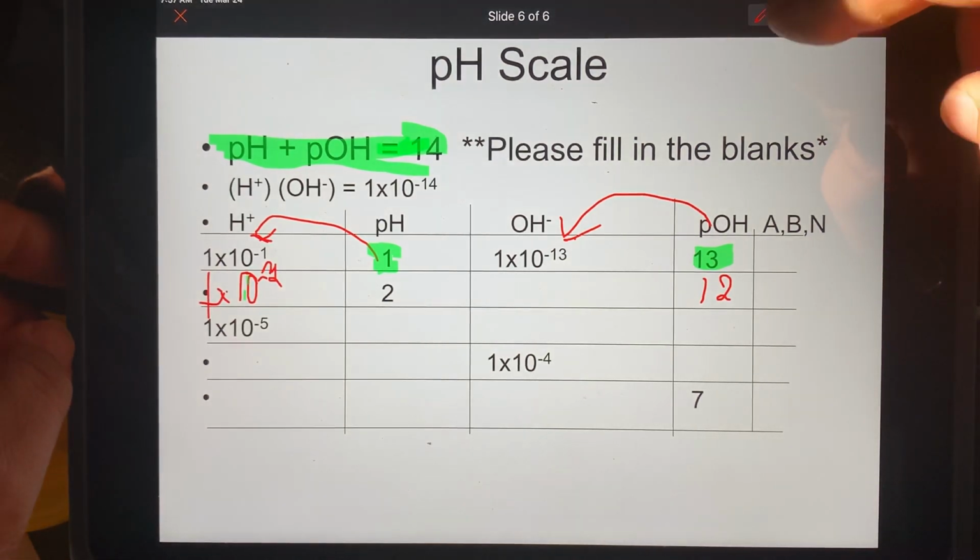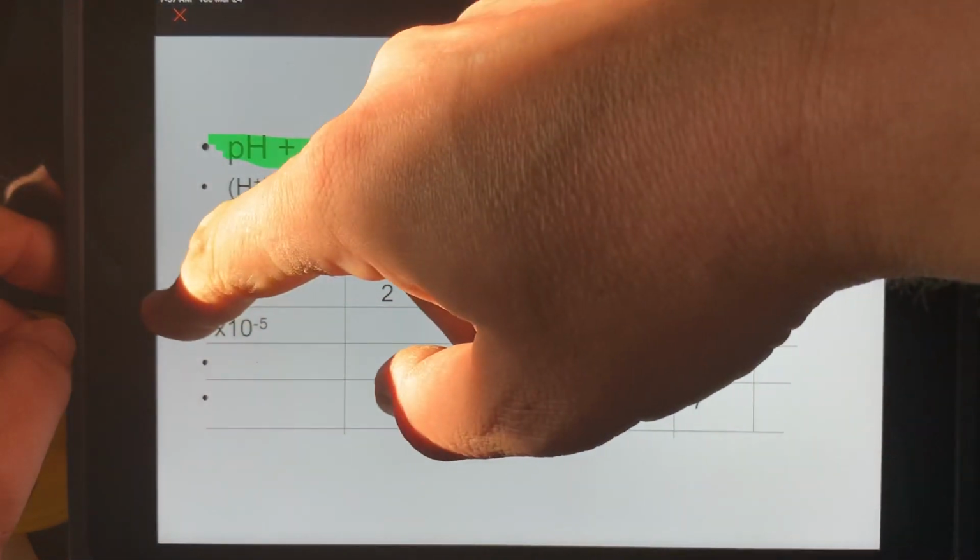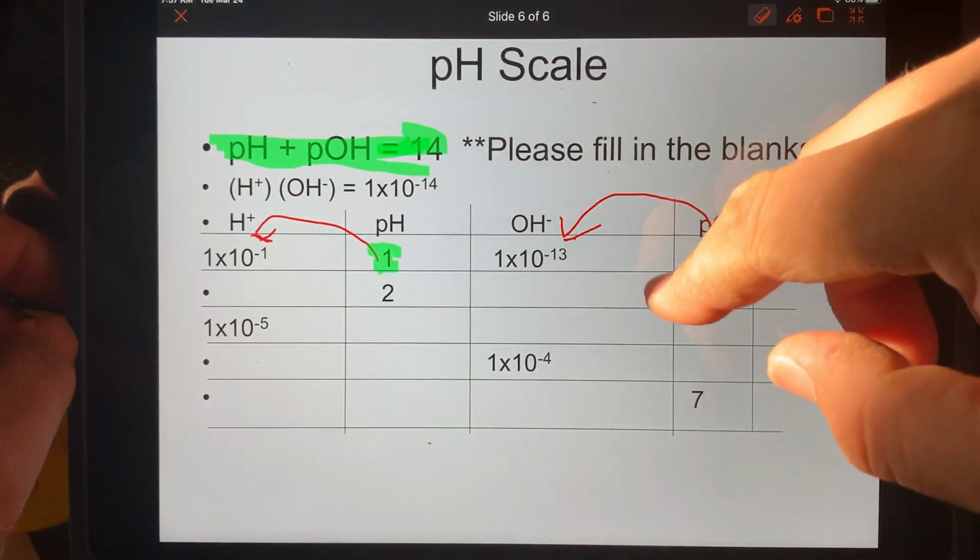I know, my handwriting is beautiful. I know. Don't be jealous, people. Let me do it again because my handwriting is pretty bad.